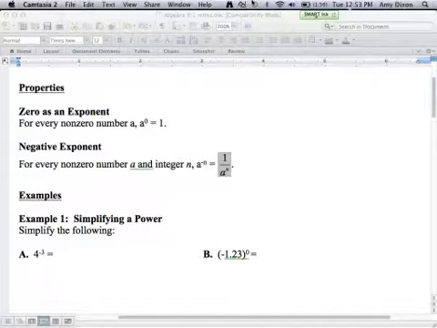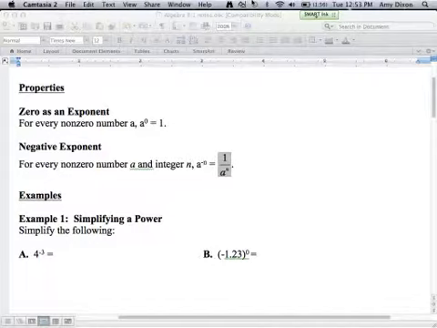I have two properties we're going to start out with today. We have the one that we just demonstrated with our calculators: for every non-zero number a, a to the 0 power is 1. Anything to the 0 power is 1. That's an easy property. The other one we need to spend some time with.